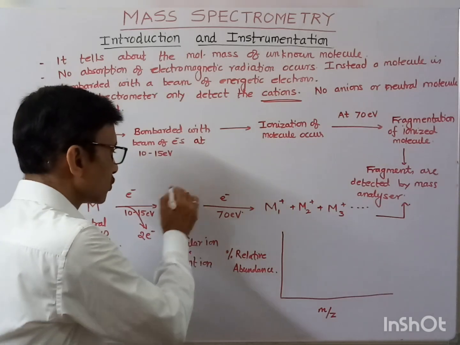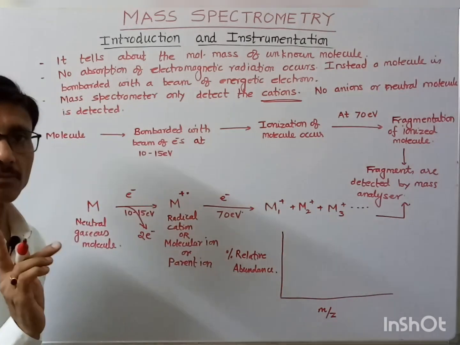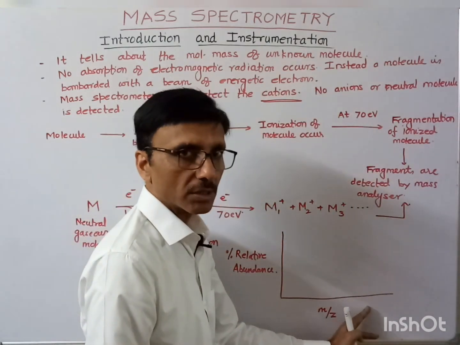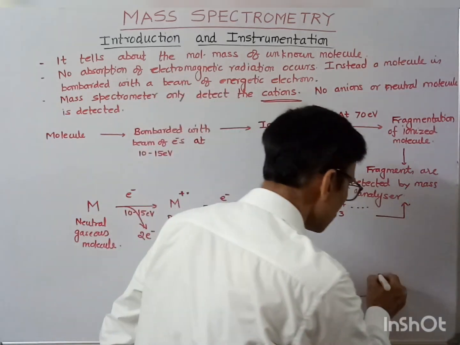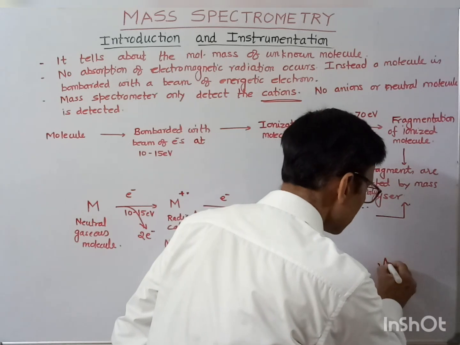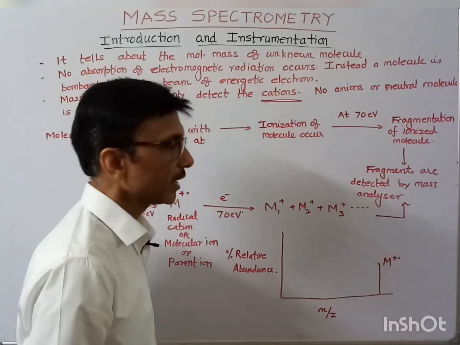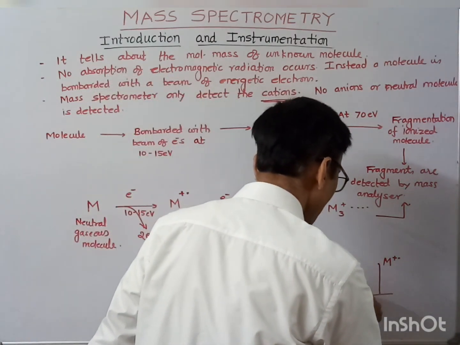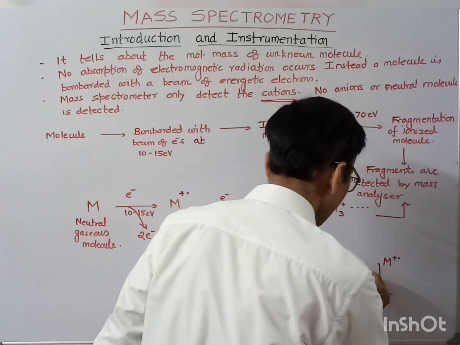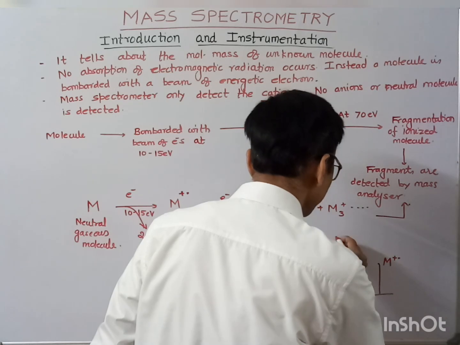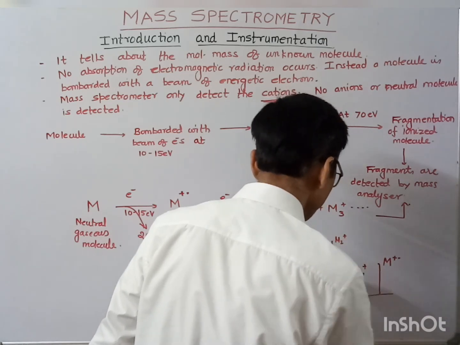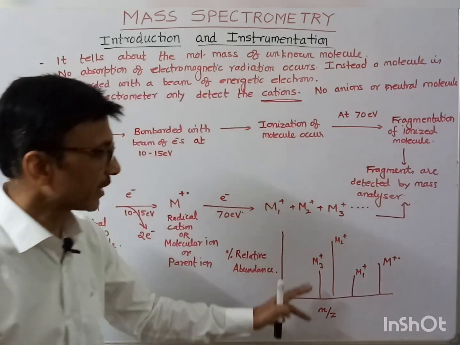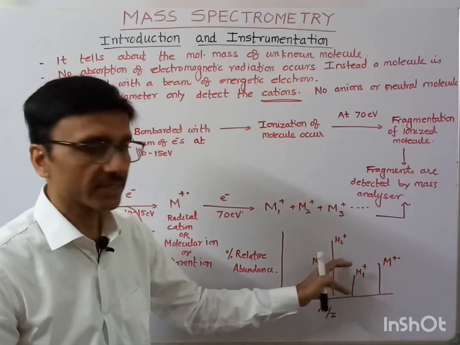The highest mass is the molecular mass of the molecular ion or parent ion. So the highest molecular mass will be on the right side of this x-axis. Suppose this is the molecular ion; this is the peak that we get for the molecular ion. The rest of the peaks we will get for the other ions. Suppose this is one peak, this is for M1, this is for M2, this is for M3, and like this. These peaks are for fragment ions.